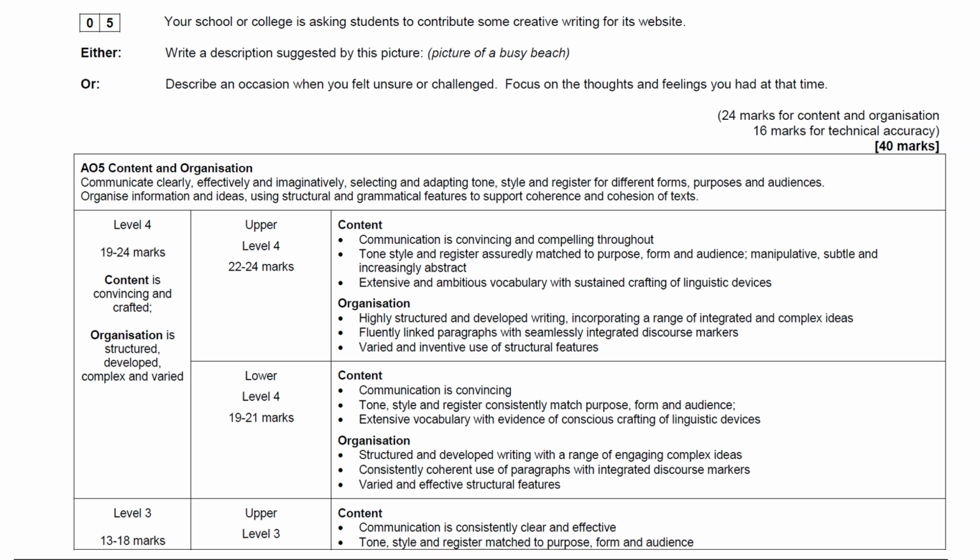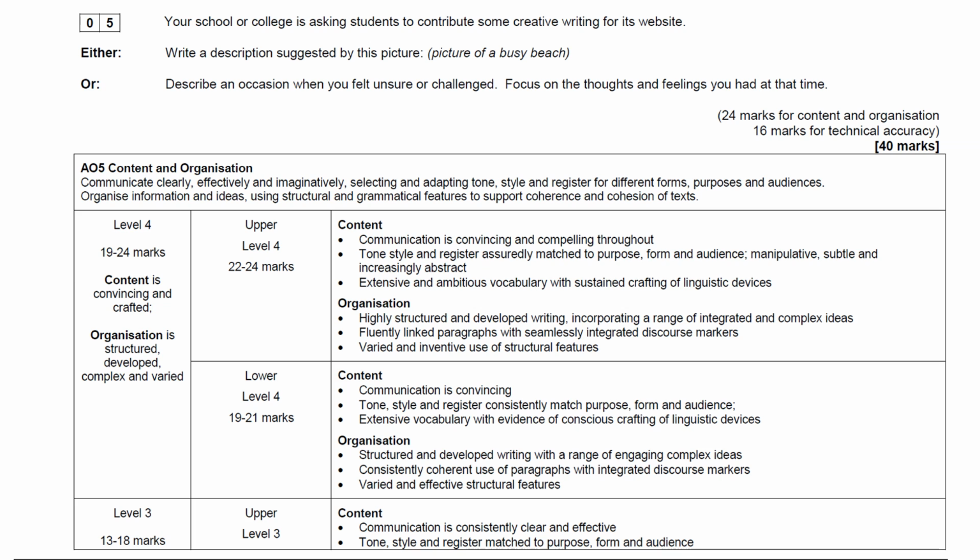So here's the mark scheme. I've only shown you what you need to get the top marks for content and organisation. As you can see on the left hand side, what you're looking for to get into those top marks is that content is convincing and crafted, whereas organisation is structured, developed, complex and varied. If we look at just the upper level 4, so we're looking at the best, this is what I'm looking for as an examiner.